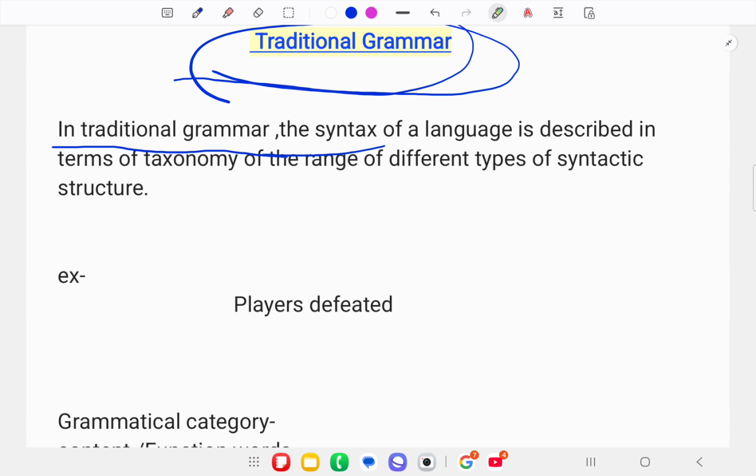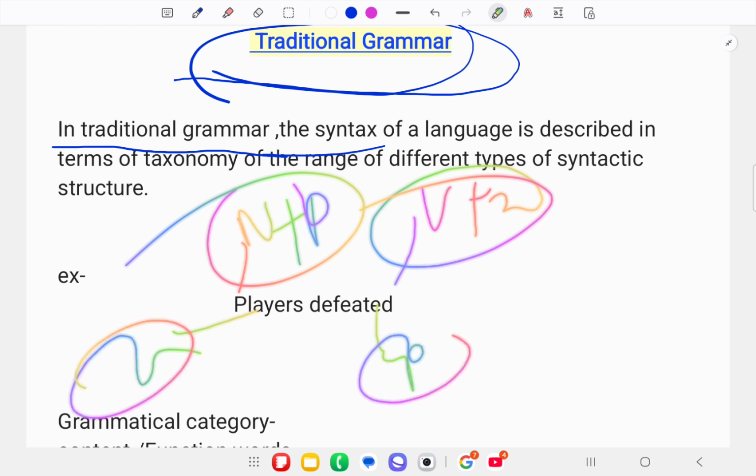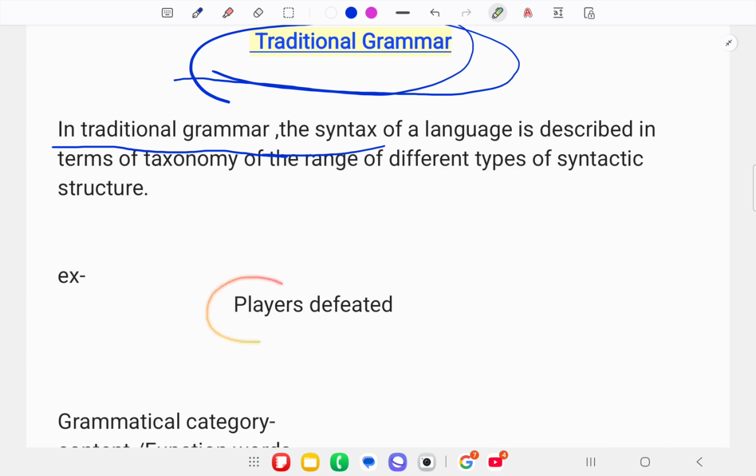Here we can see that "players" is a noun plus plural form, and this is the verb plus second form. This is the subject position, and this is the predicate position. Especially, this is the subject and this is the predicate. This also has the category of clause, which is a finite clause.